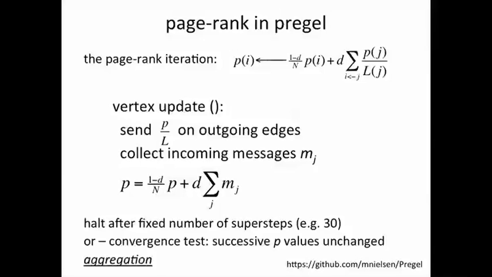So the goal is to compute the PageRank for every node in a vertex. So if there are n vertices in a graph, then there will be n values pi, one for every vertex. Further, every vertex has L outgoing edges. So L of j is the number of outgoing edges that vertex j has.